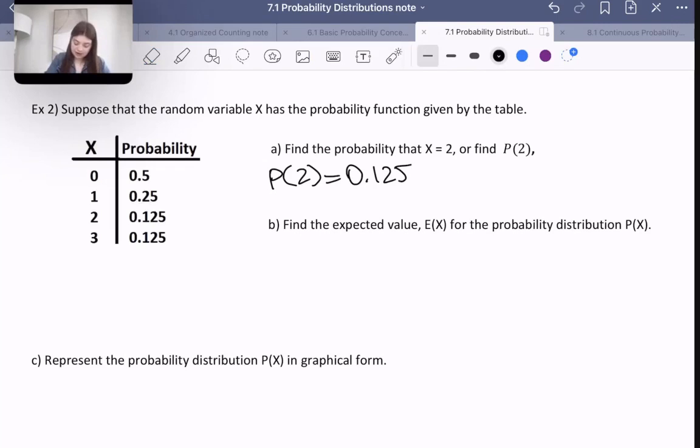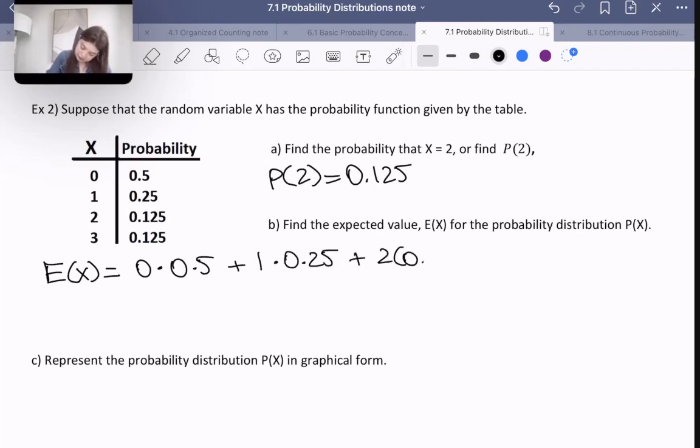Then they ask, find the expected value for the probability distribution. So we know what to do. We need to multiply all the x's by the probabilities, and we need to add those values up. So our first one would be 0 times 0.5 plus 1 times 0.25 plus 2 times 0.125 plus 3 times 0.125, right? So it's a weighted average. We're taking the average, but certain values count for more than other values. We're more likely to get a 0 than anything else, and we're more likely to get a 1 than to get a 2 or a 3, right? And so this is our weighted average.